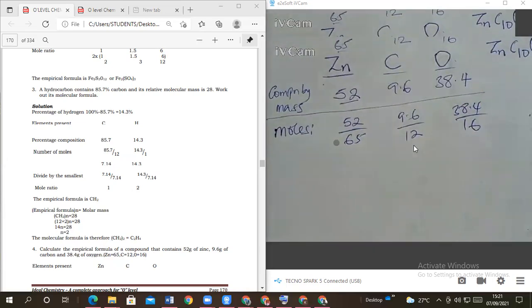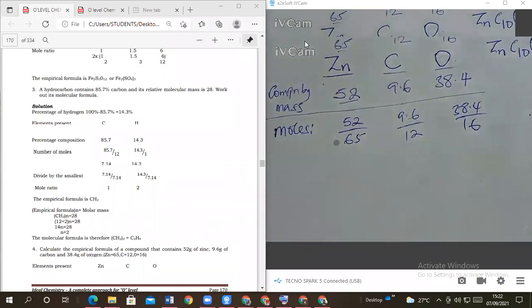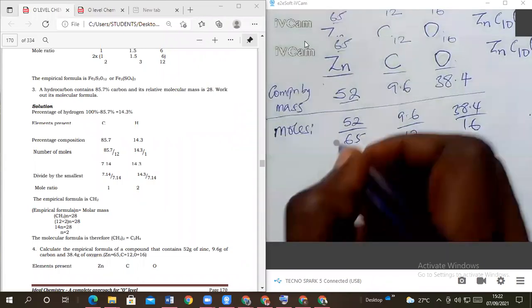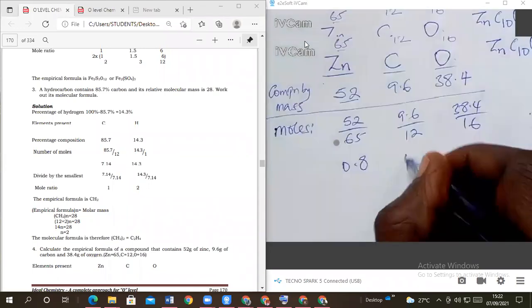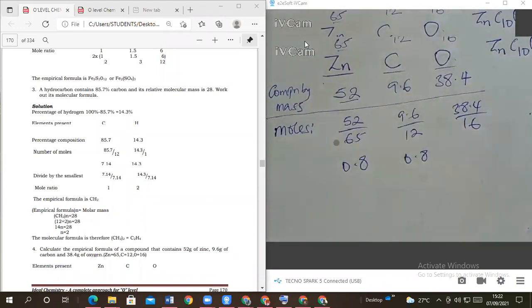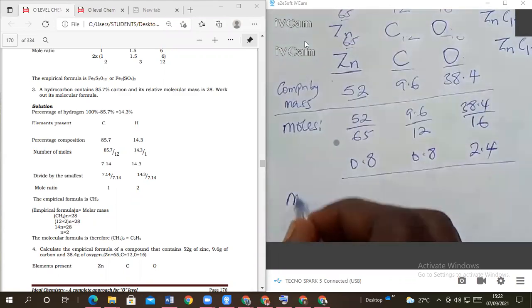Is it what you did? So that is what you have. 52 divided by 65, you get 0.8. 9.6 divided by 12, you get 0.8. 38.4 divided by 16, you get what? 2.4.